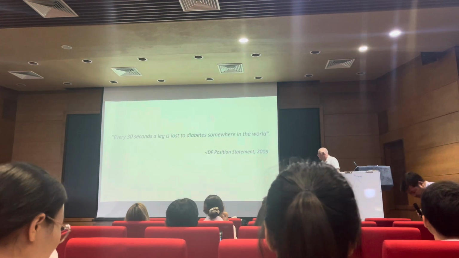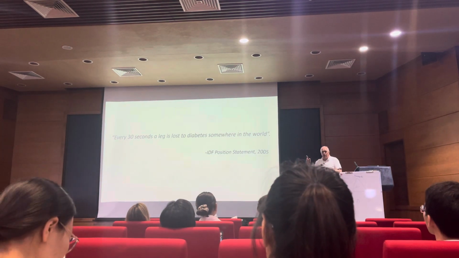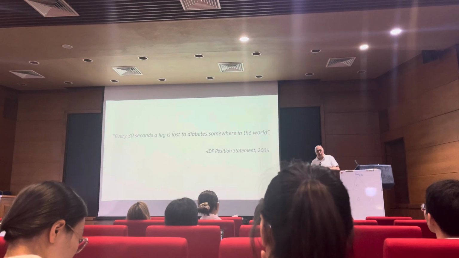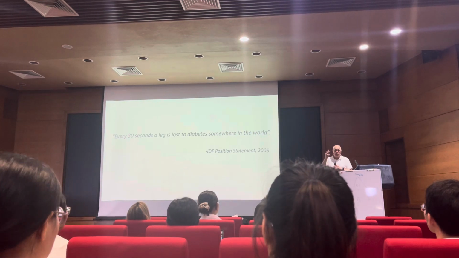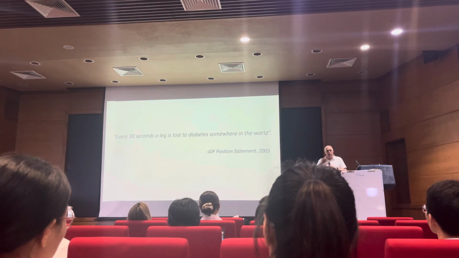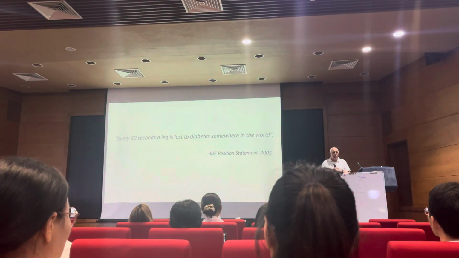The International Diabetic Federation says that every 30 seconds, someplace in the world, an amputation is being performed in a diabetic patient. That's 2 amputations a minute. So in an hour, 120 amputations. So that tells you how significant and serious a problem this is.